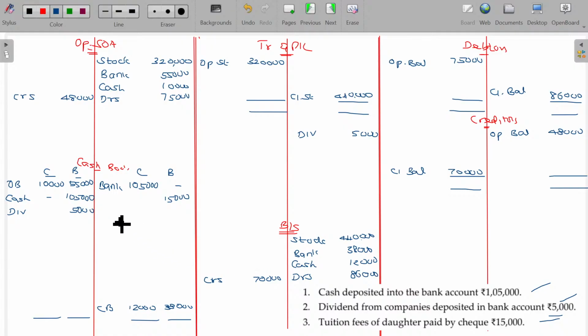So tuition fee for daughter is nothing but drawings. Personal expenses. Subtract from the capital. Whatever the capital, from there drawings is subtracted. 15,000. Already we learned, but we forget to apply. If you post that in the debit side of the P&L account, it's error of principle. Usually error of principle will come because of not understanding the accounting principle, sometimes because of laziness, right? 3 transactions were posted.